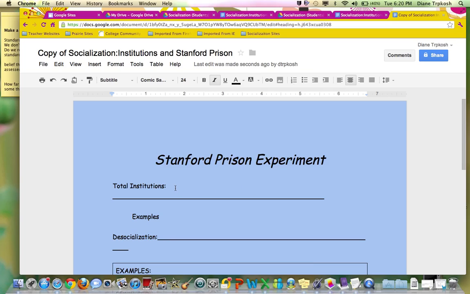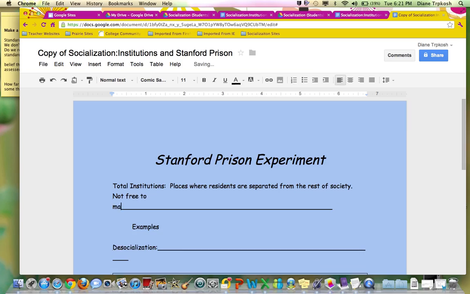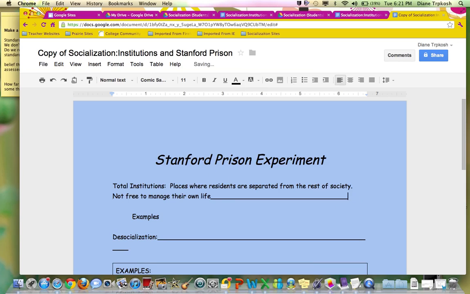The first word that we're going to define is total institutions, and the definition of a total institution is places where residents are separated from the rest of society. These residents are not free to manage their own life. And that is our definition of total institutions. I'm just erasing that line that was reminding me that I needed to place a definition there.